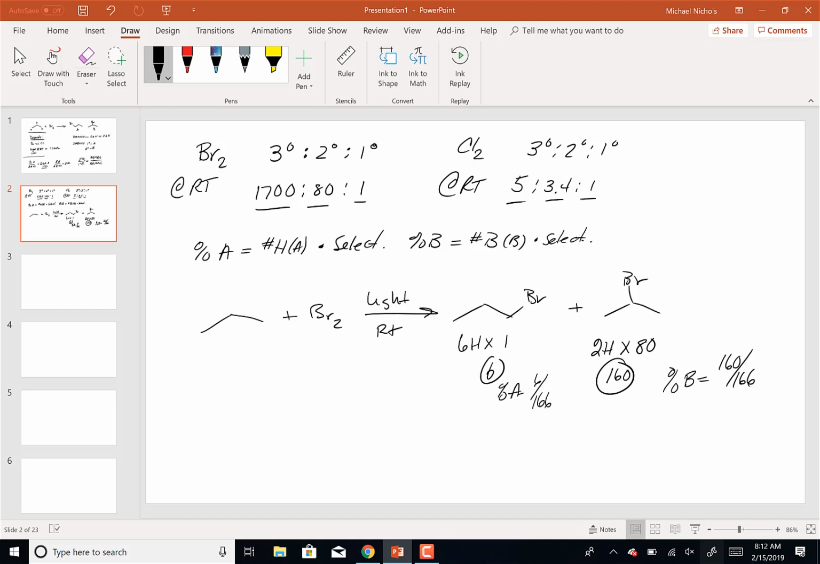Just for fun, let's switch to chlorine. What's the major product going to be when we switch to chlorine? So we do the same thing. Pentane plus chlorine with light at room temperature. I'm going to have my 1-chloropropane, product A, my 2-chloropropane, product B. Same formula, except now the selectivities change. 6 hydrogens times the selectivity is 1. That never changes. Whenever you're making a primary radical, the selectivity is always 1, because that's what the ratio is built on.